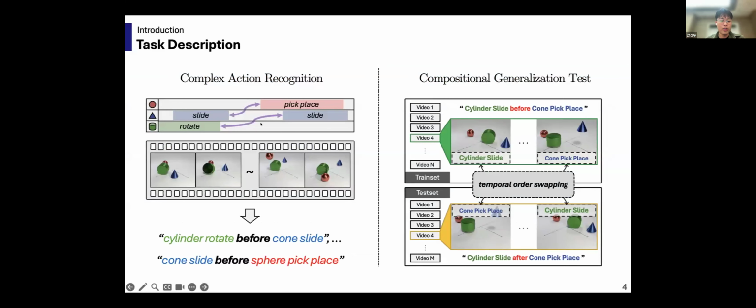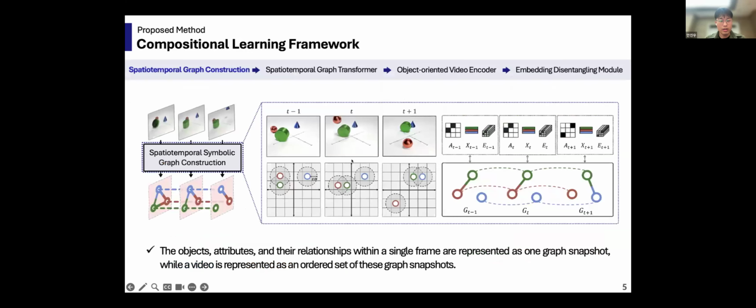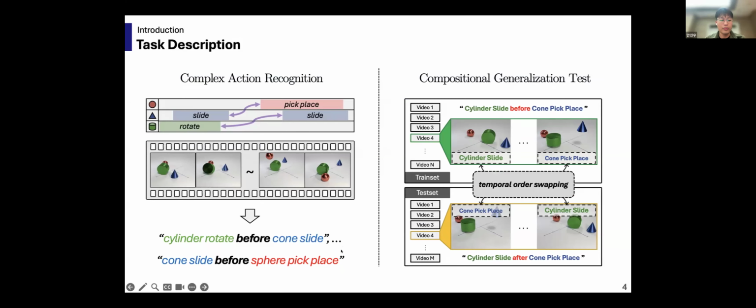So to show our idea, we've conducted two tests. One is complex action recognition, which is to predict composite actions with a given video, and each composite action is composed of two atomic actions and its relationships, and each of these atomic actions is composed of an object and its motion.